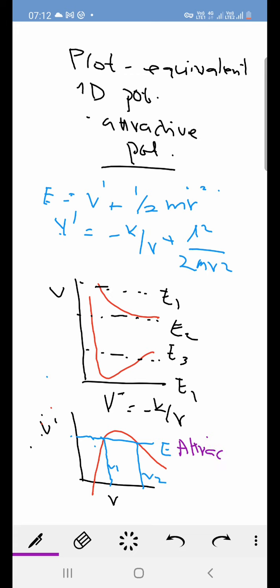Attractive inverse square law. Reciprocal square, Kepler's law.